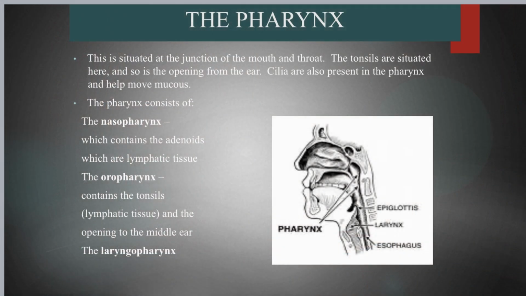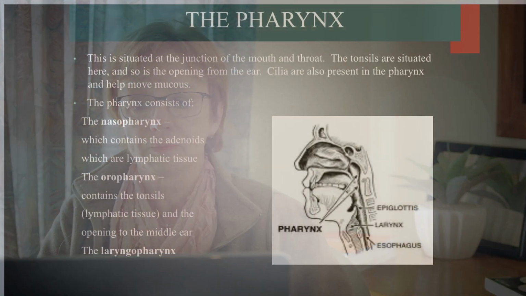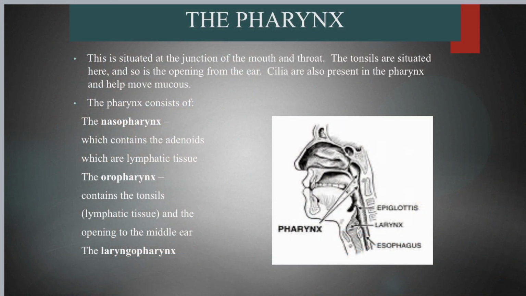The pharynx is situated at the back of the mouth and the throat, and the tonsils are situated here, and so is the opening from the ear. We also find the cilia present here in the pharynx, and this cilia also helps to move the mucus along. The pharynx consists of the nasopharynx, of course, which is behind the nose, and that contains the adenoids, which is lymphatic tissue and helps in the immunity of the person.